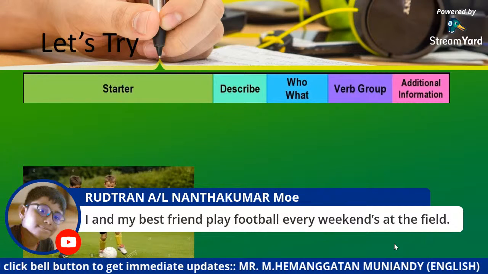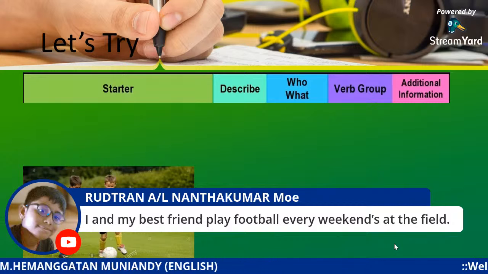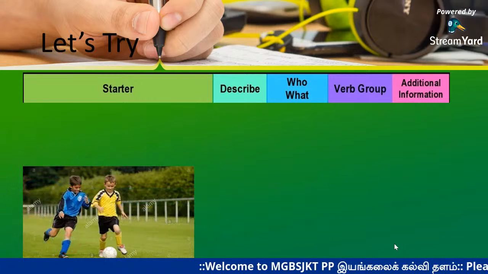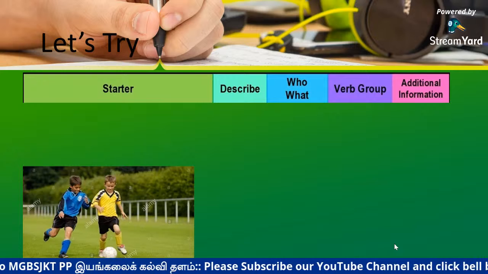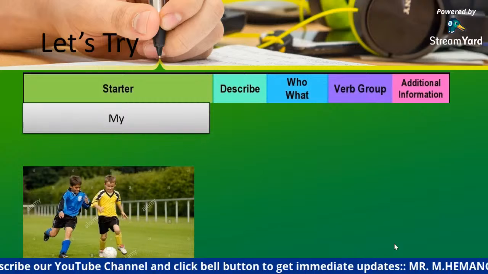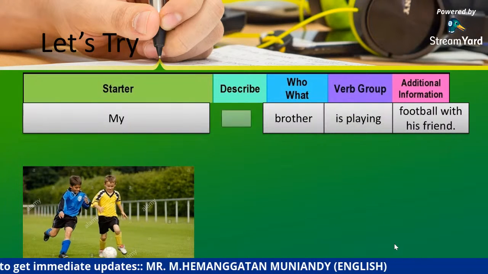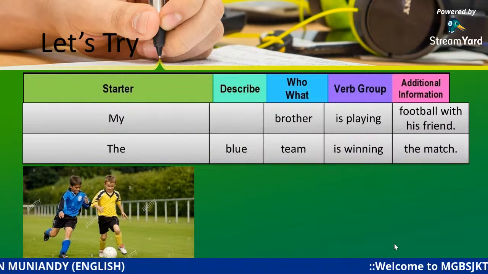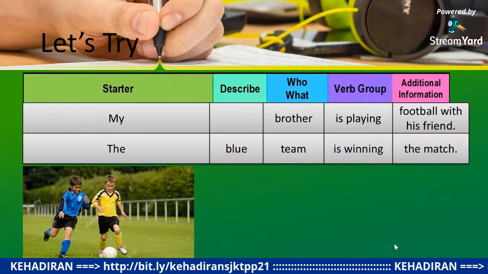Sasikala: 2 little boys were playing at the playground. Two little boys were playing at the playground. Last one. Rudran: I and my best friend play football every weekend at the field. My best friend and I, Rudran, and look at your weekend. You don't need to have apostrophe s there. Okay? All right, thank you. Thank you to all. Now look at the sample sentence here. My brother is playing football with his friend. Or you can simply say, the blue team is winning the match. The blue team is winning the match.